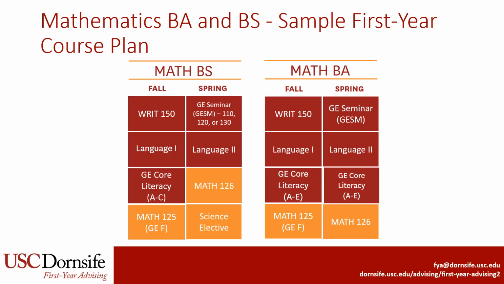This is a sample course plan for the Math BA or BS first year. Students take a mixture of major and general education courses throughout their time at USC. Students who don't have any high school exam credit will start at Math 125, which is Calculus 1, and continue taking more math in their second semester. Students who have AP, IB, or A-level credit at USC may start at Calculus 2 or 3. Math BS students will also begin taking science electives, typically during the spring semester of their first year.